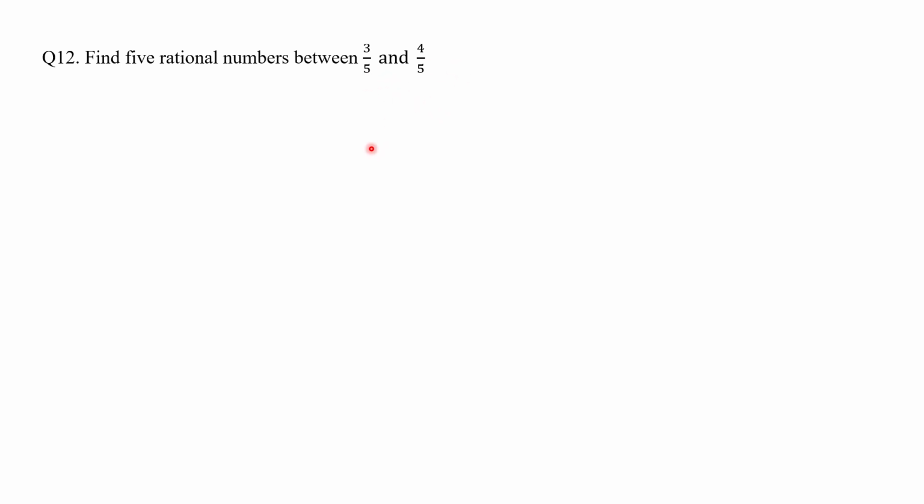The denominator is the same, isn't it? So you can just multiply by 10 in both numerator and denominator of both the rational numbers, and then you can pick 5 rational numbers from them, isn't it? The way which I am going to tell you now is also one of the easiest ways.